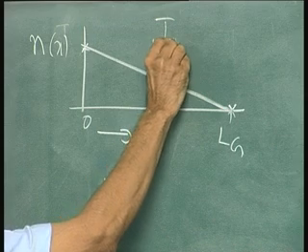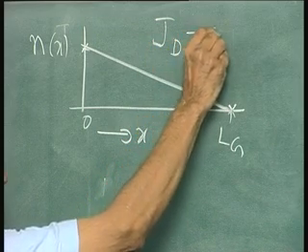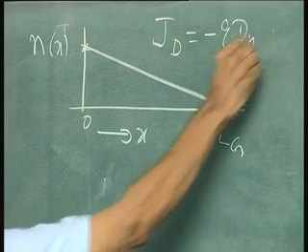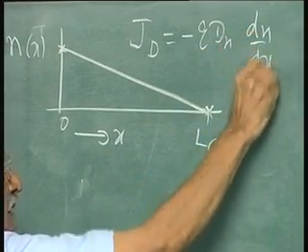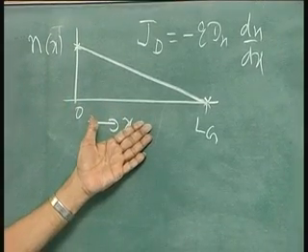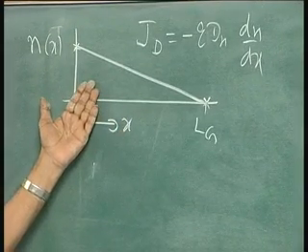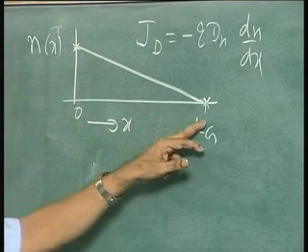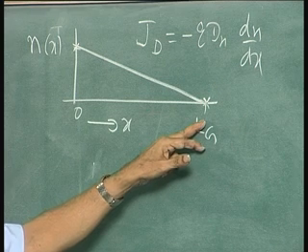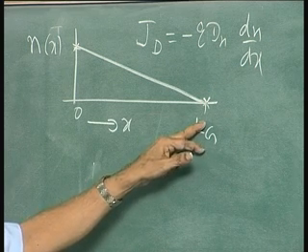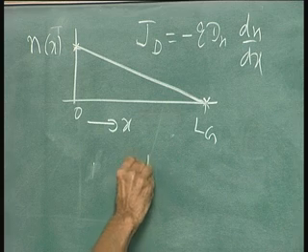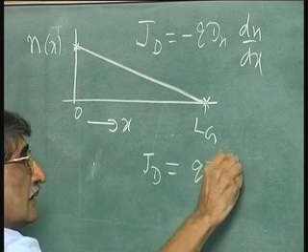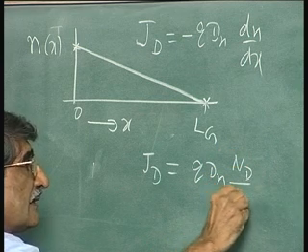J d will be equal to q D n minus q D n dn by dx. dn by dx will be same everywhere. There is no change in slope, there is no recombination. Whatever the slope, that is why it is linear. So, it will be just equal to this concentration divided by that length. So, the current actually at threshold, J drain, will be equal to q D n, n d divided by L g.